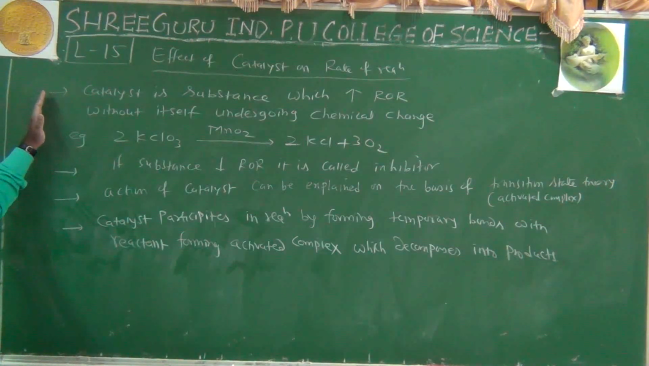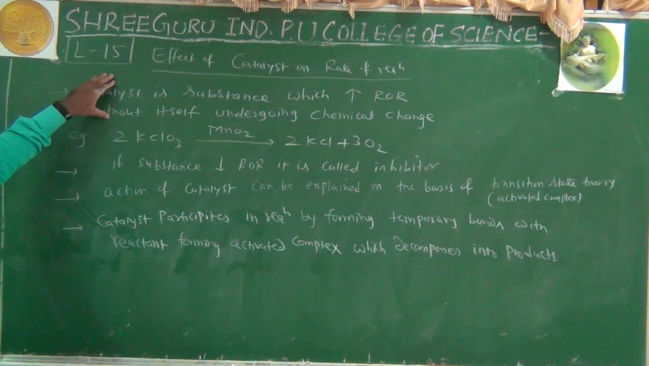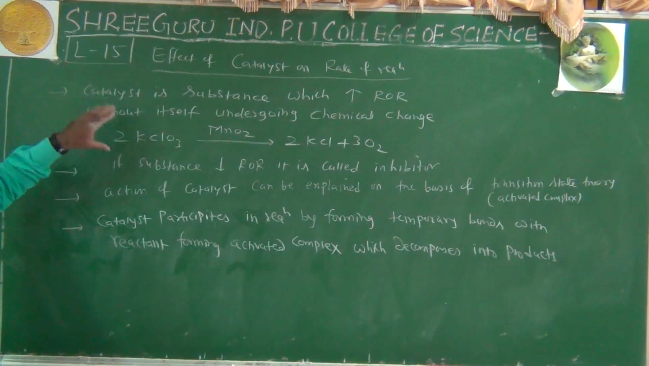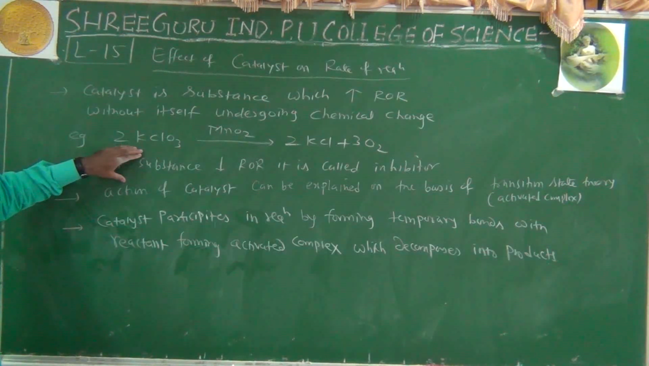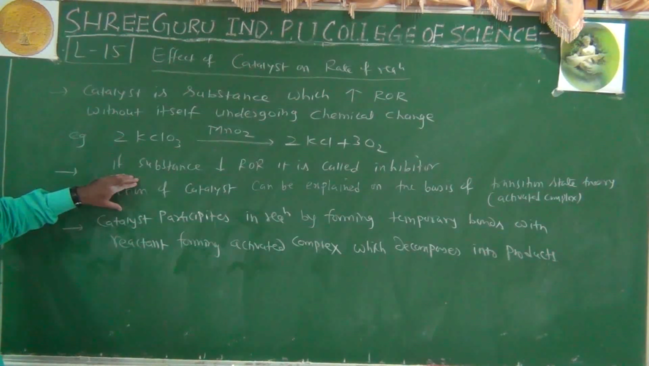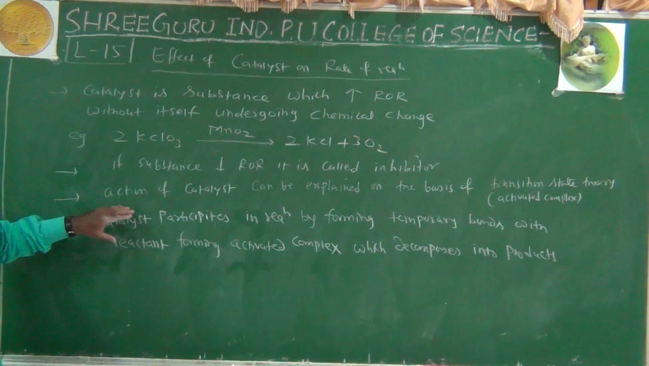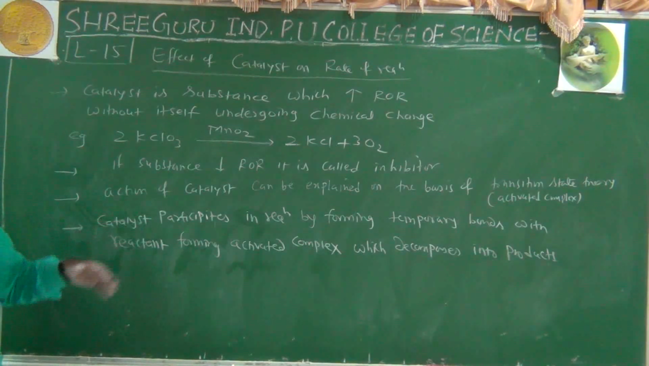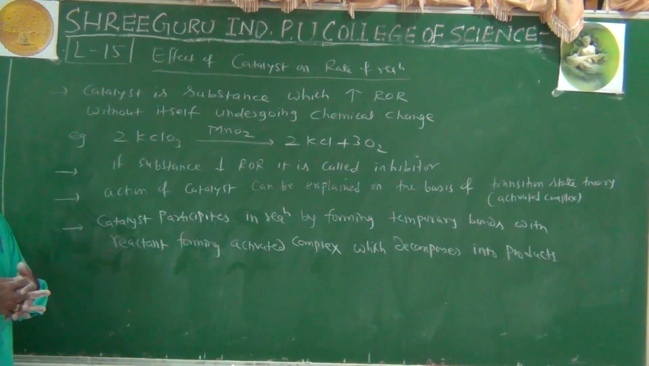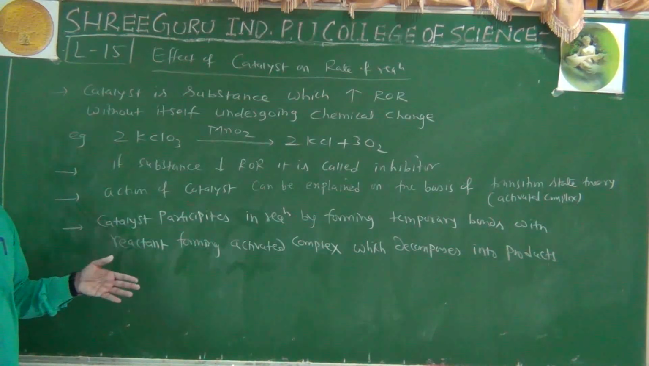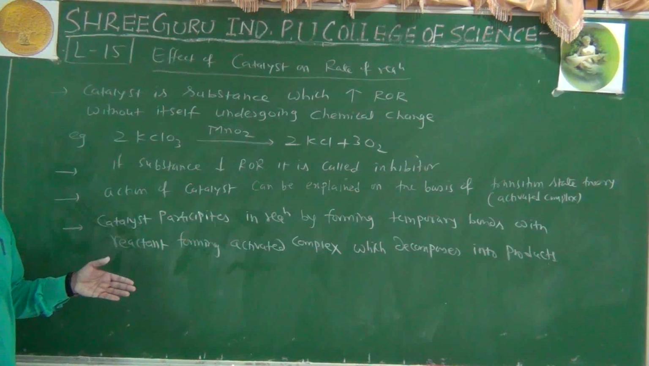So these are the 3-4 points initially. Definition: a substance which increases rate of reaction without itself undergoing any chemical change. If it decreases rate of reaction, it is called an inhibitor. Explained by transition state theory. It participates in the reaction by forming temporary bonds, and it forms an activated complex, and that decomposes into the product.